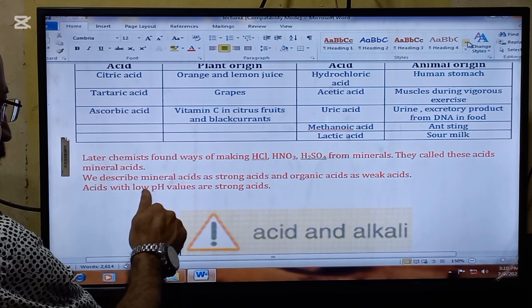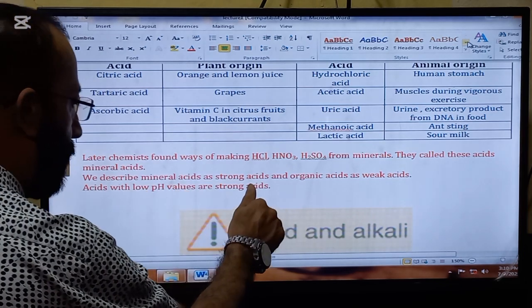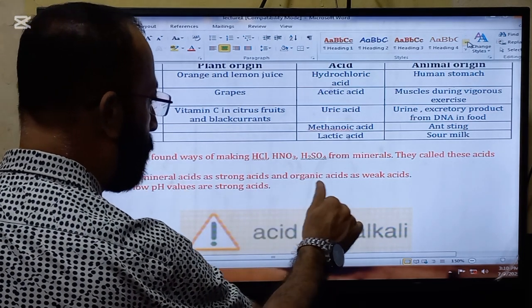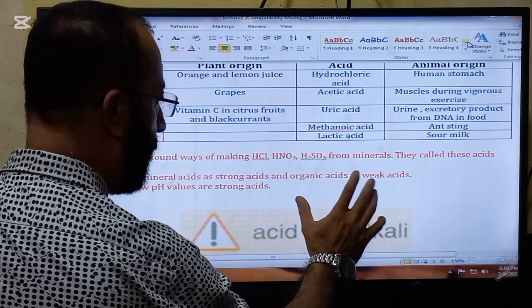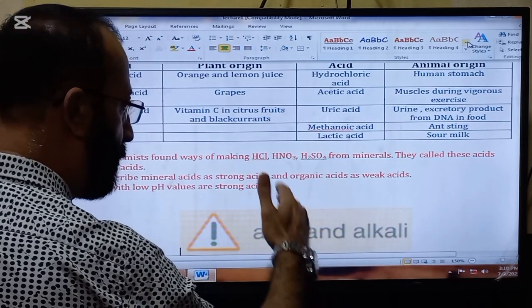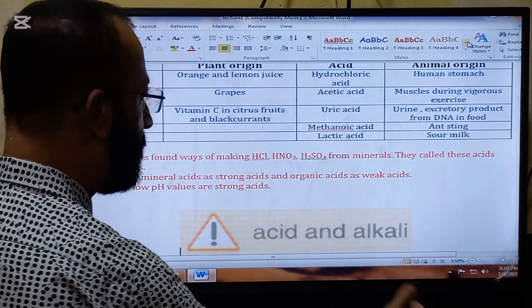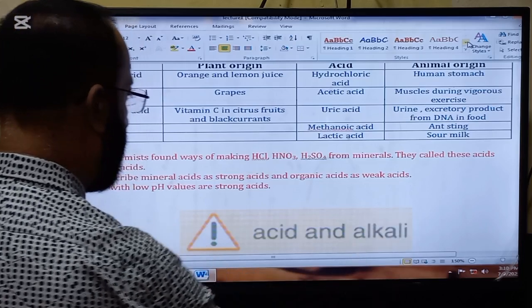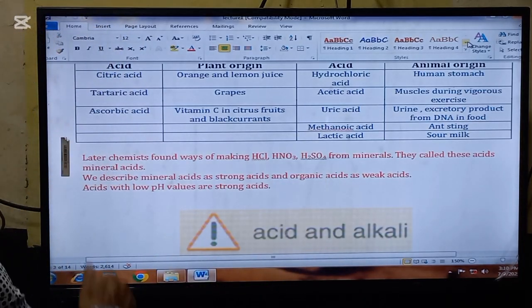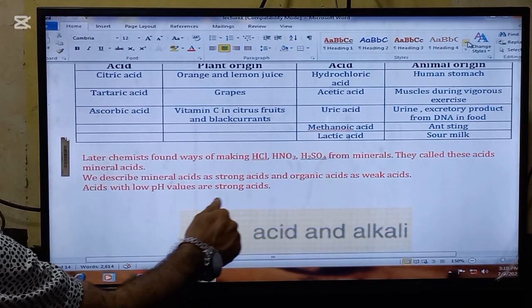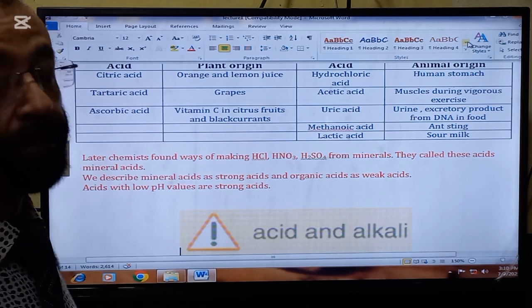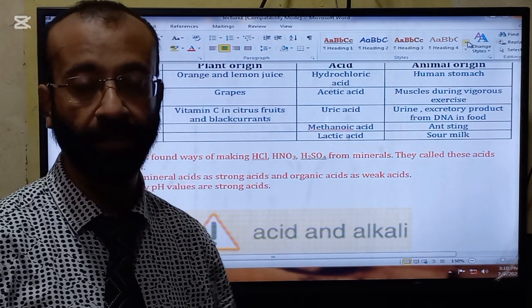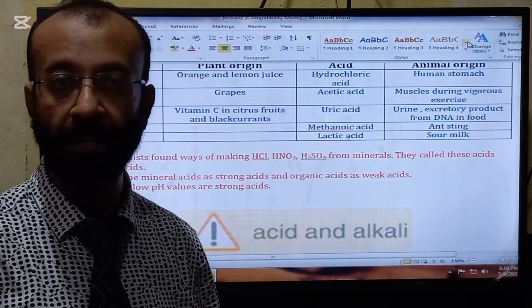The acids which are obtained from mineral acids are strong acids, and the acids which are obtained from organic sources, from fruits or animals, these are called weak acids. These are called organic acids. Acids with low pH values are strong acids. So this is another very important point to remember.